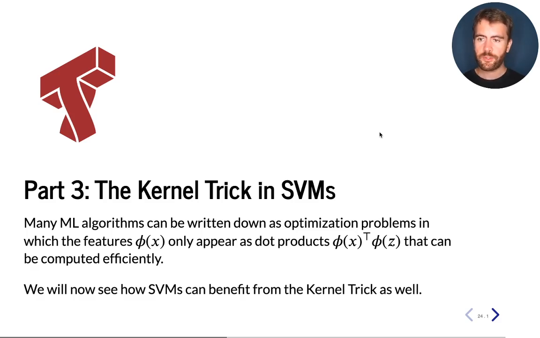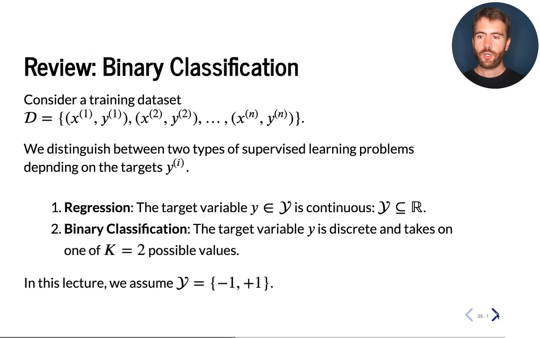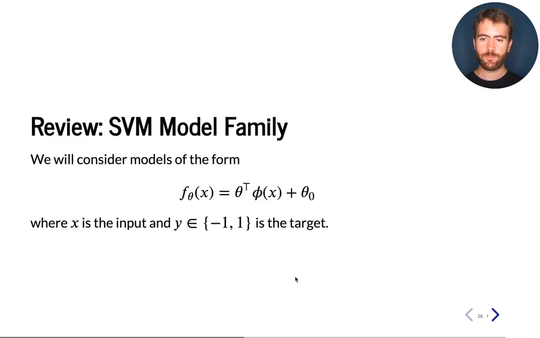In this video, I would like to give you an example of another algorithm that can also benefit from the kernel trick. And this is going to be the support vector machine algorithm that we have seen in the previous several lectures. Recall that support vector machines, in their simplest form, are performing binary classification. So we have a training data set and our targets y. They take one of two possible values, which we denote as -1 or +1.